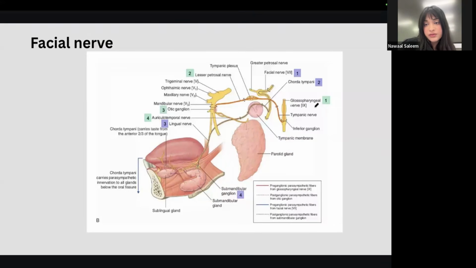Number 1 is the glossopharyngeal nerve. Where is it going? It's going to become the lesser petrosal nerve, and then it's going to the otic ganglion, and then it's going to the auriculotemporal nerve, and it's going to the parotid gland. And then you have the facial nerve over here. It gives off the chorda tympani. The chorda tympani goes on and hitchhikes onto the lingual nerve, and then goes to supply the submandibular ganglion.